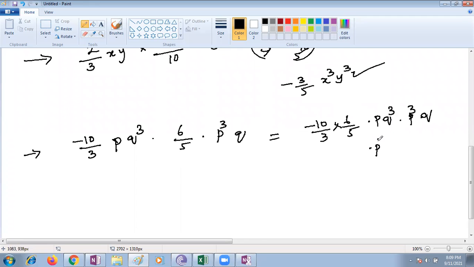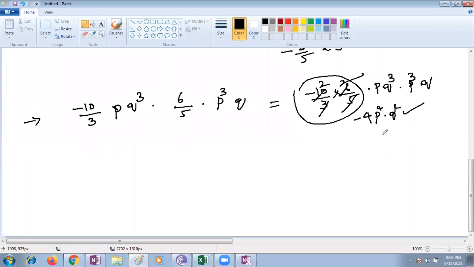Okay. P to the power 4. Right. Any simplification here? Yes, ma'am. 10 and 5, and 3 and 6. What is the answer you will get? Minus 2 into 2, which is nothing but minus 4. Wonderful. Good.